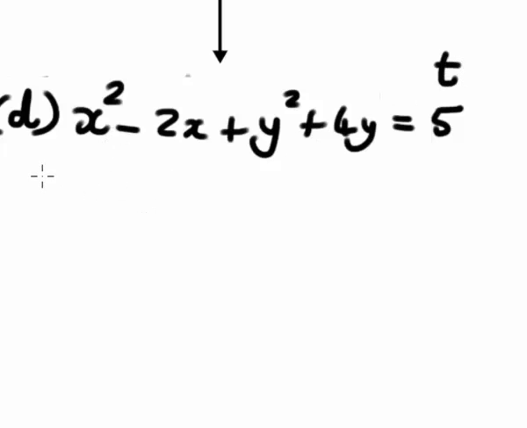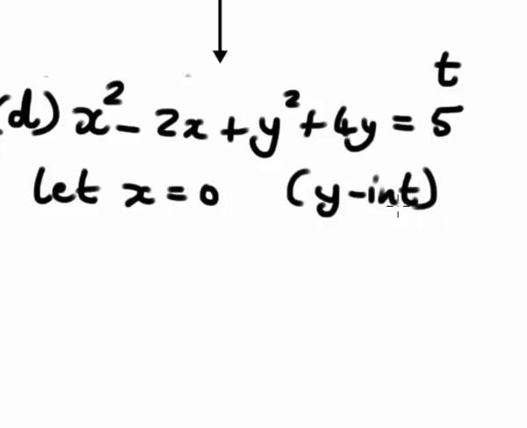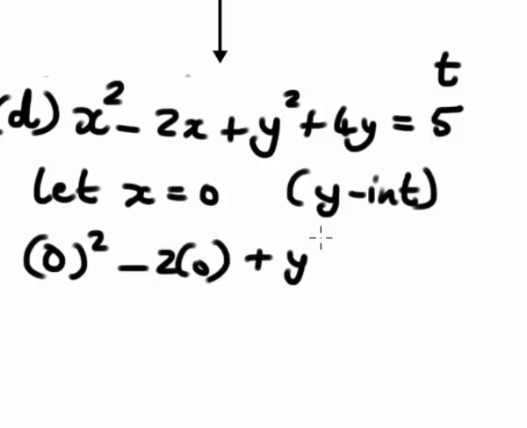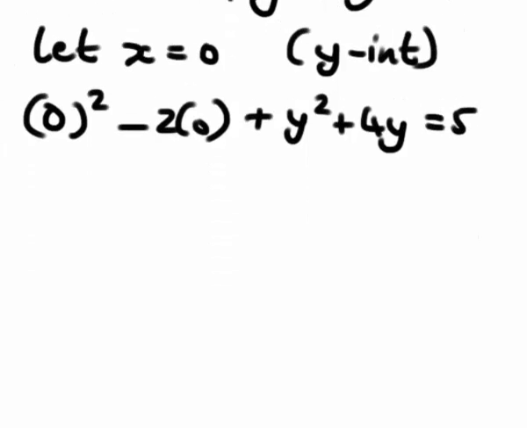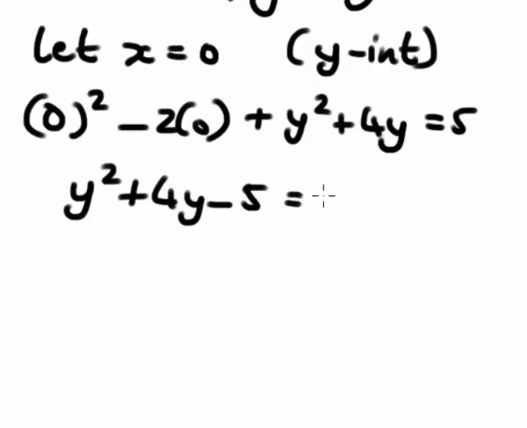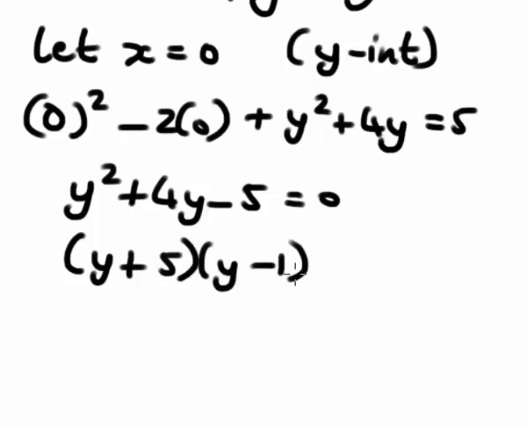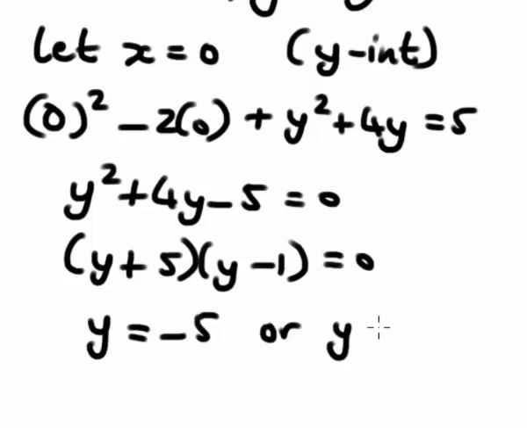Now if we let x be equal to 0, we are going to get the y-intercepts of the graph. So if we let x be 0, that's going to be 0 squared minus 2 times 0 plus y squared plus 4y is equal to 5. So that's nice. The x's vanish, and we've got y squared plus 4y minus 5 is 0. And we can then factorize the trinomial. There we go. And we've got y is equal to negative 5, or y is equal to 1.